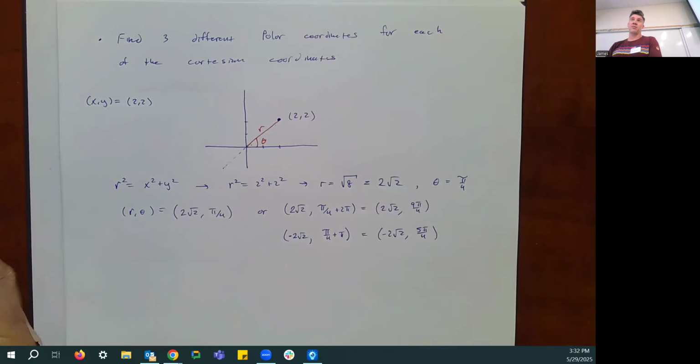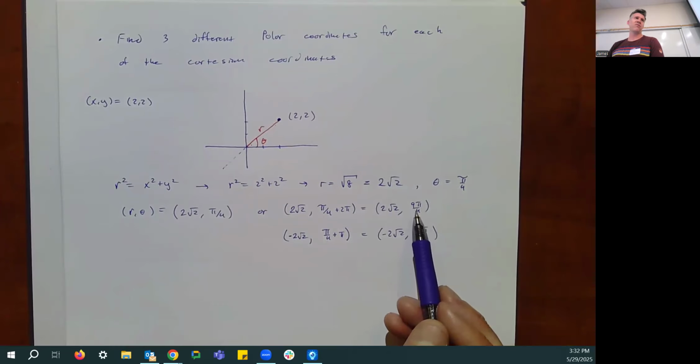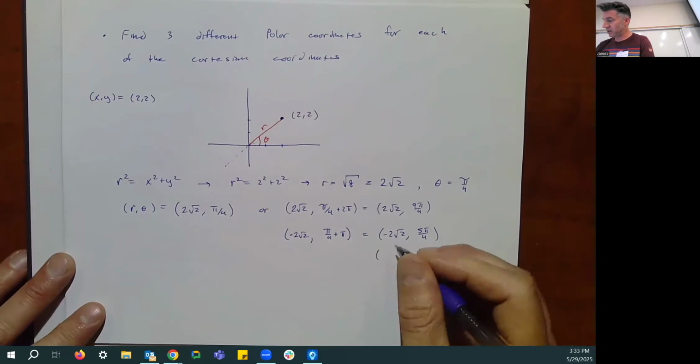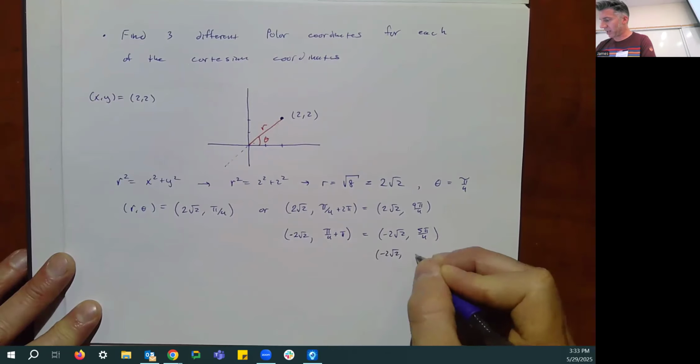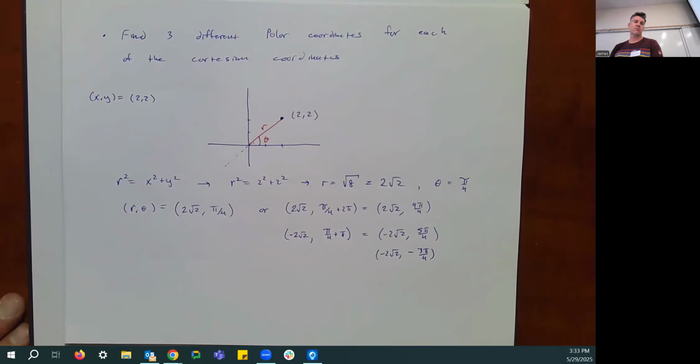Literally, there's an infinite number of ways you could write this coordinate. You could keep adding 2 pi to this angle and get another way of writing it, which would be fruitless, but possible. Similarly, you could keep adding 2 pi to this one and get another way of writing that. Or you could subtract 2 pi as well. We also could have written this as negative 2 root 2, comma, negative 3 pi over 4, if we really felt like it. But usually we pick the lowest hanging fruit.